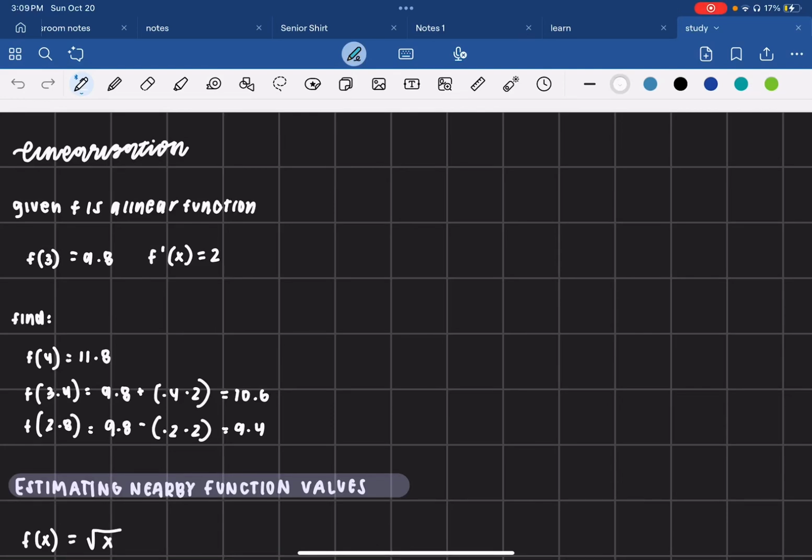Hi guys, today we're going to be talking about linearization.